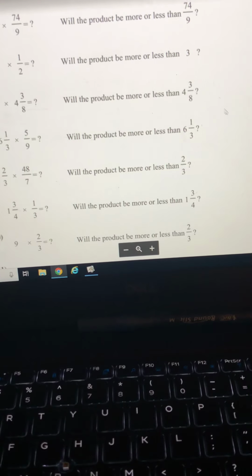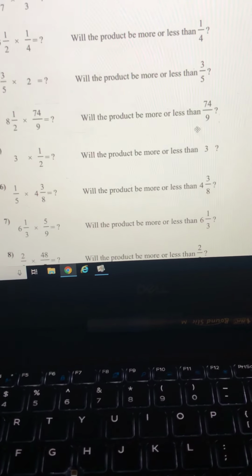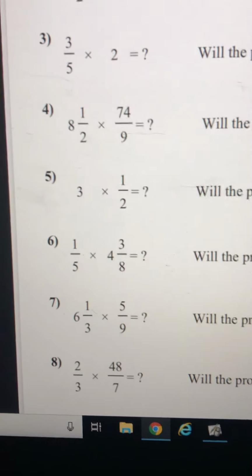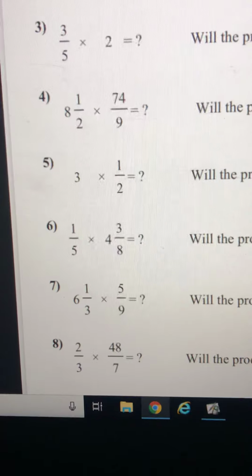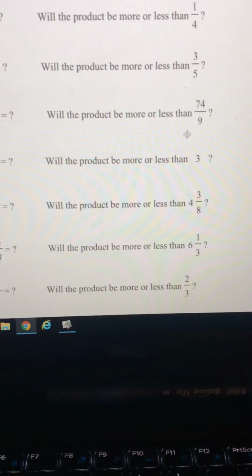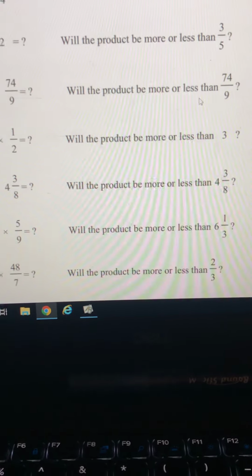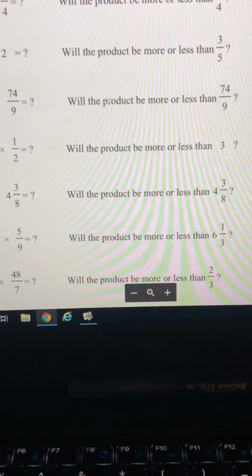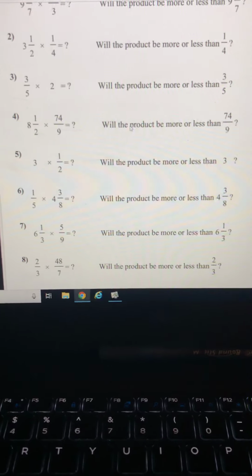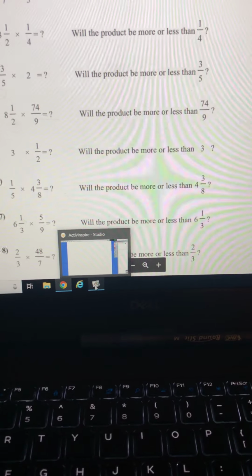All right, let's look at another one. Let's look at number 4. So I have a mixed number and a fraction, 8 1/2 times 74/9. And is my product going to be more or less than 74/9? What do you think to start with? If you think it's going to be more, raise your hand. If you think it's going to be less, raise your hand. We're looking at number 4. You'll have this in your Google Classroom.